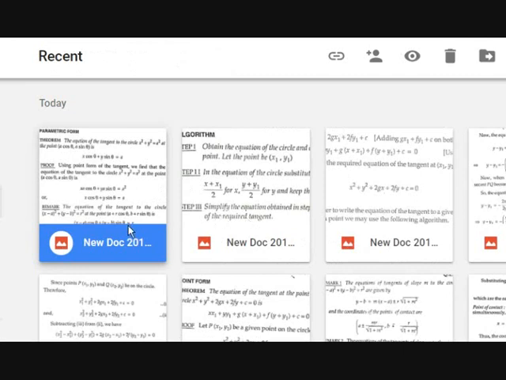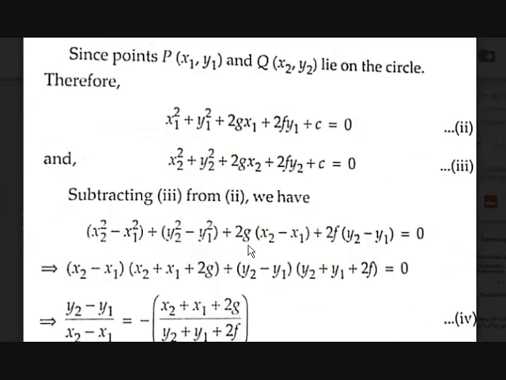That implies x2 square minus x1 square, that is x2 minus x1 into x2 plus x1, right? And here 2g into x2 minus x1, you can take x2 minus x1 as common and it becomes x2 minus x1 into x2 plus x1 plus 2g, plus y2 minus y1 into y2 plus y1 plus 2f is equal to 0. If we simplify that, send the x2 minus x1 term to the other side, to the denominator, then you will get y2 minus y1 by x2 minus x1 is equal to, we will get the negative sign, right? Since we send the term to the other side, it will be negative of x2 plus x1 plus 2g by y2 plus y1 plus 2f.